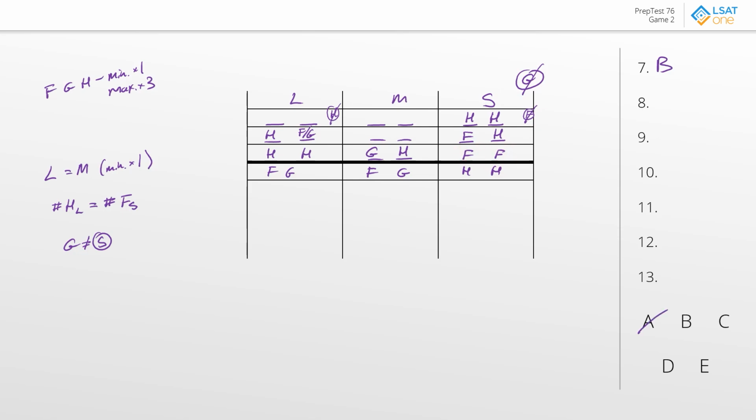Answer choice B, exactly 3 Fs. And again, no, we have 2, so that's also not going to work. Answer choice C, there's exactly 1 G. And yeah, there it is. We would have to have exactly 1 G. The best answer to question number 8 is C.